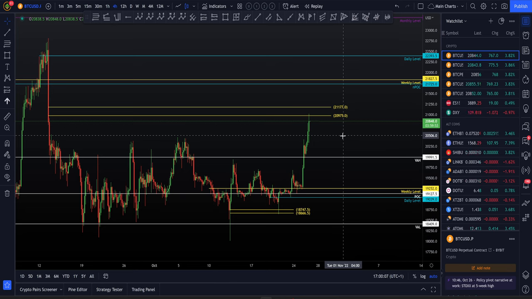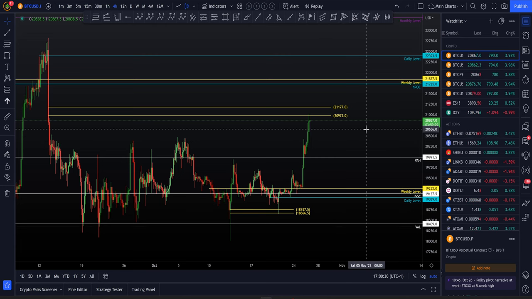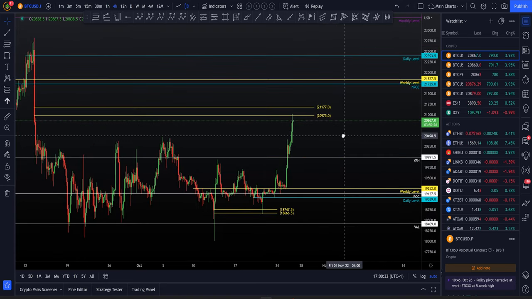DXY locally pulling back, of course, bullish for Bitcoin. ES moving up, also bullish. Well, no, sorry. DXY pulling back is bullish for Bitcoin. Okay, and the ES moving up is bullish for Bitcoin, because the DXY is inversely correlated. The ES is absolutely, fully correlated. So these moves are very nice right now. These are other markets that I'm paying attention to. Of course, Ethereum also moving up, which is another correlated asset to Bitcoin. So right now we're seeing a lot of strength.